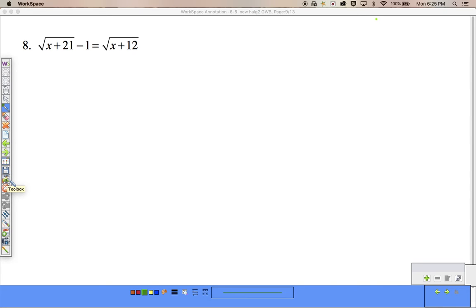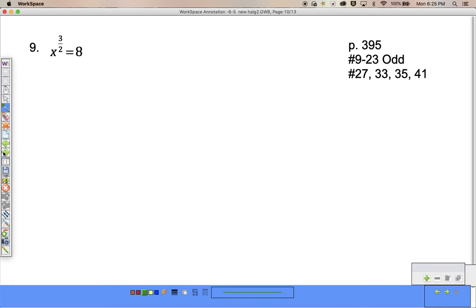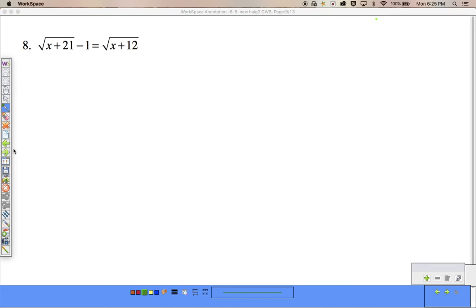All righty, the fun one. All right, last one, I believe. Let me double check. Two more. All right, I have the square root of x plus 21, subtract 1, equals the square root of x plus 12. That's probably the most complicated one we're going to get in this chapter. Something that looks like this.